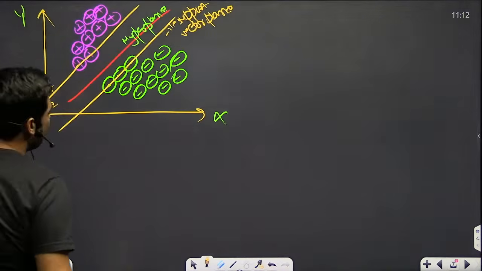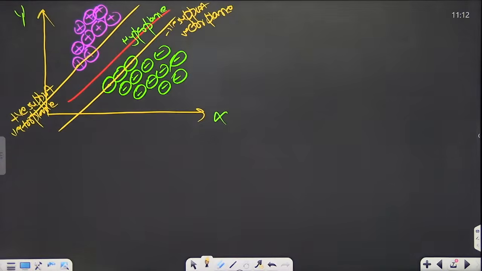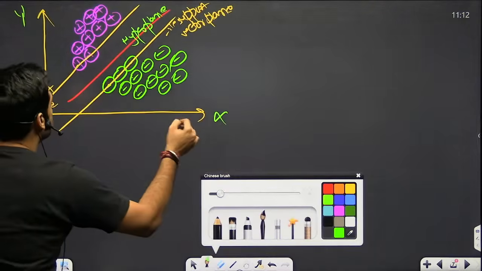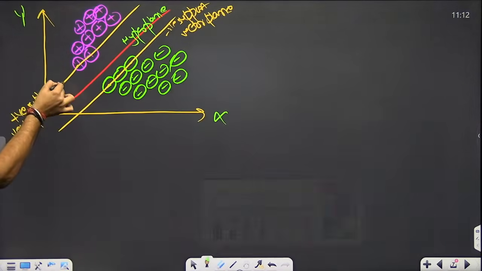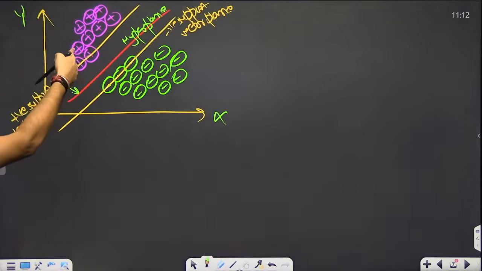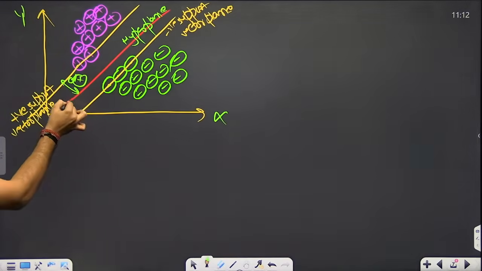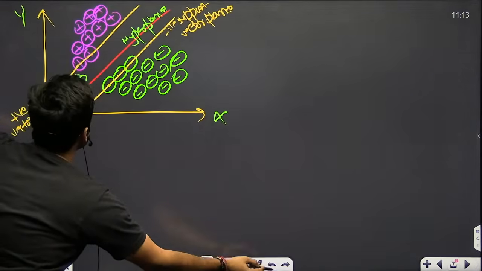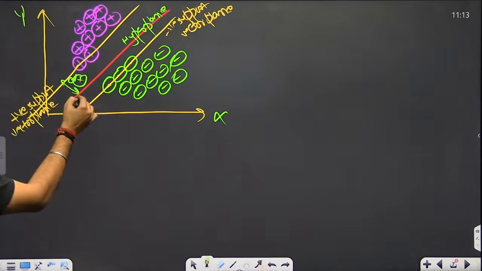Now here I would define an important point, that is margin of separation. It is defined as the distance between the two support vector planes. So the distance from the main hyperplane to the positive support vector plane is the positive margin of separation, and the distance from the main hyperplane to the negative support vector plane is the negative margin of separation.